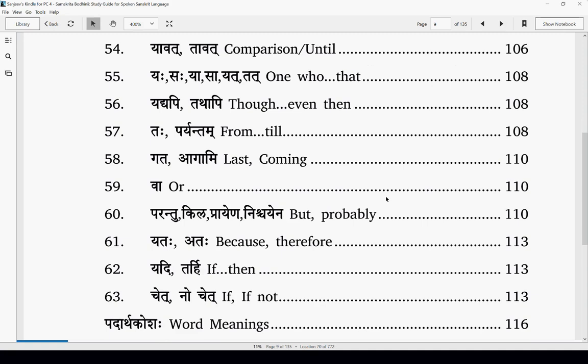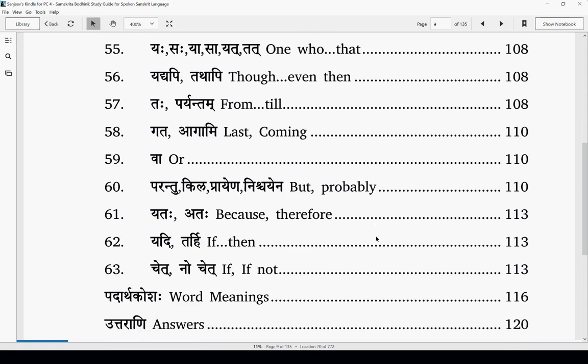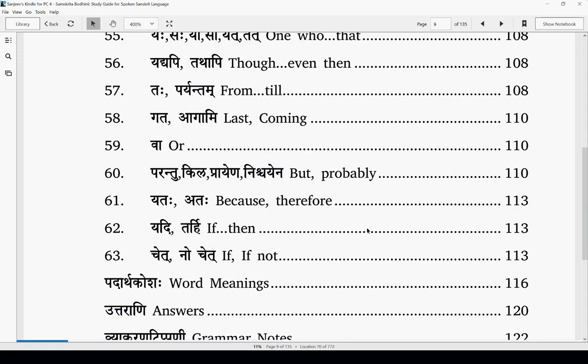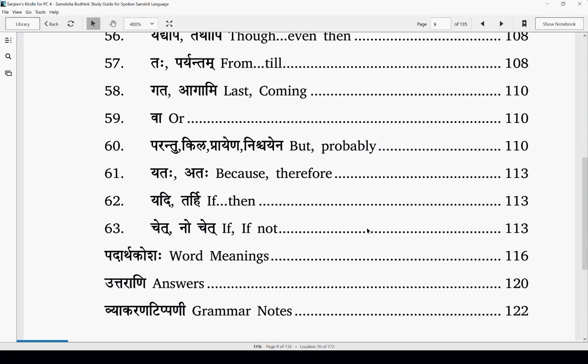Shukravasarataha shanivasara paryantam prayanam bhavati. Like that. Can use taha, paryantam: from, till. Gata saptahe vargaha bhavat, na bhavat. Agami saptahe vargaha bhavishyati. Then we have parantu, kila, prayena, nishchayena, which we will see when it comes to the usage.